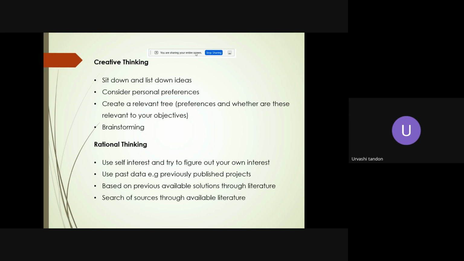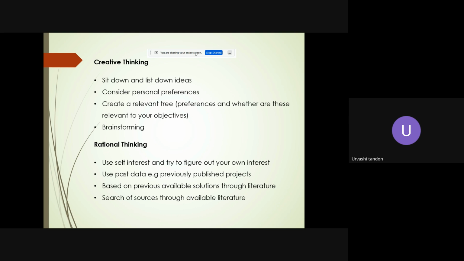Now, this is the creative thinking, where you are giving more importance to your personal preferences. But when it comes to rational thinking, you look for previously published projects, previous publications, previous work, and on the basis of your previous work or previous solutions, you try to identify the problem, right?